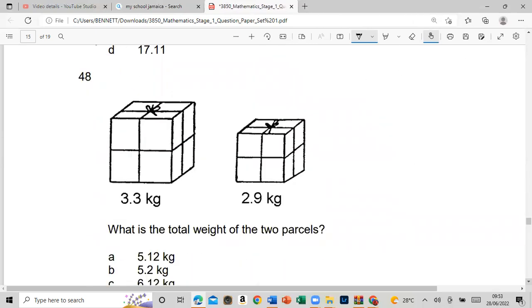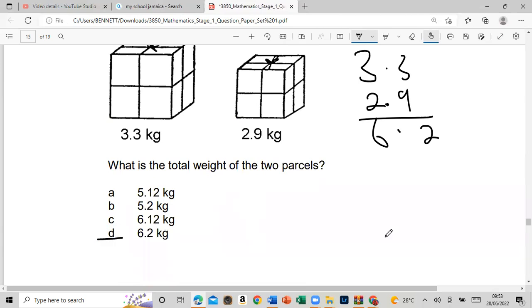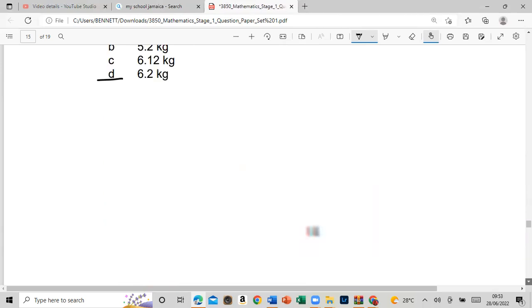48. What is the total weight of the 2 parcels? So one weighs 3.3 kilograms. So we add them. We carry 1, decimal point on the decimal point, and that is 6.2 kilograms. Oh yeah, B. So that would be D.